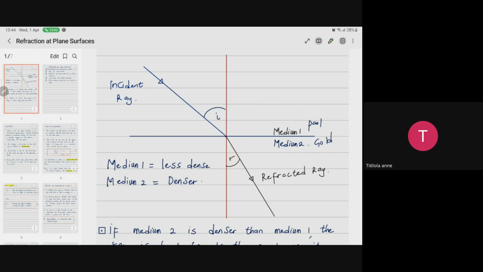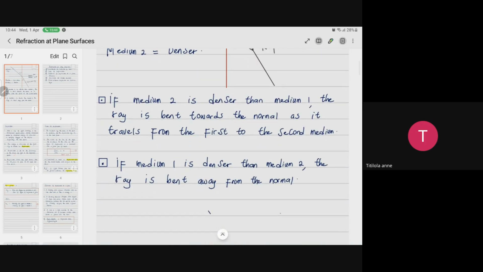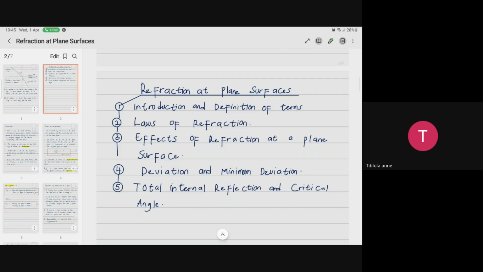All right, so that's for that anyway. If medium 2 is denser than medium 1, the ray is bent towards the normal as it travels from the first to the second medium. If medium 1 is denser than medium 2, the ray is bent away from the normal, right? So that's all I want you to know for this part.